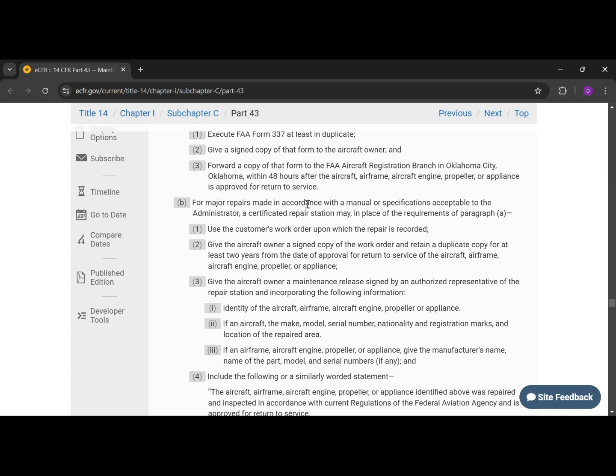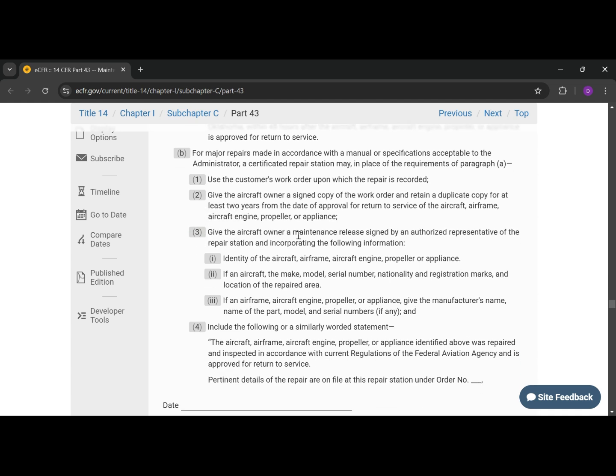For major repairs made in accordance with a manual or specifications acceptable to the administrator, a certificated repair station may, in place of the requirements of paragraph A, use the customer's work order upon which the repair is recorded, give the aircraft owner a signed copy of the work order, and retain a duplicate copy for at least 2 years from the date of approval for return to service of the aircraft, airframe, aircraft engine, propeller, or appliance.